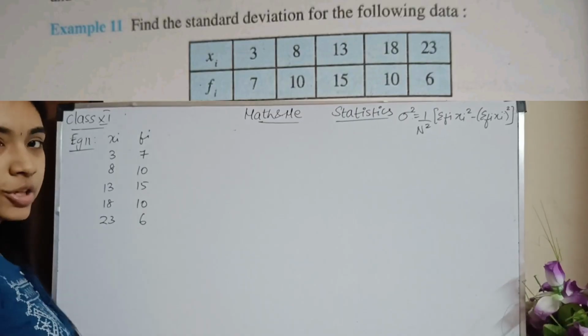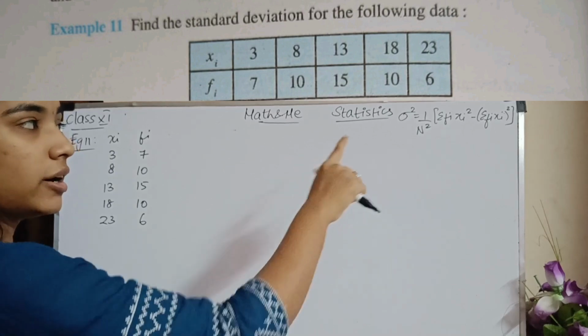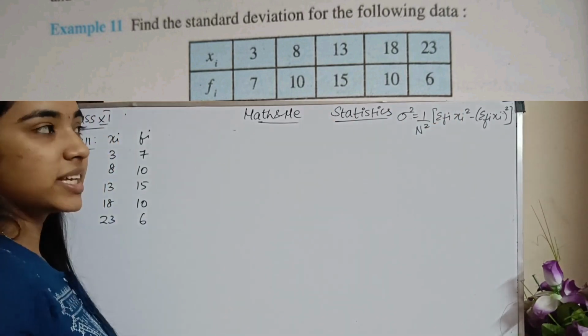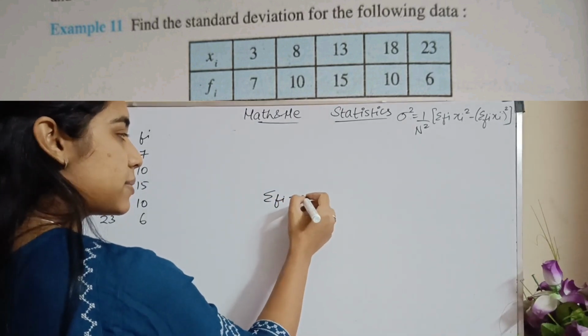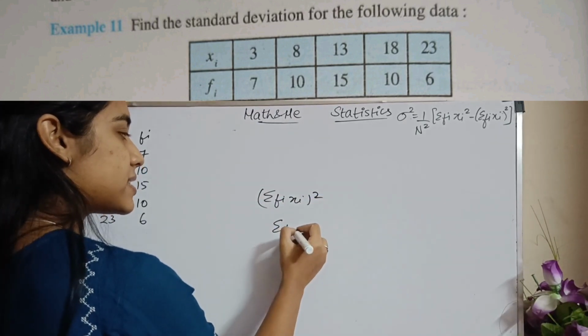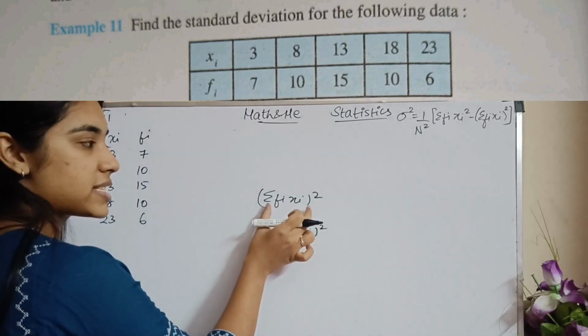Example 11. Now we are going to use the simpler formula that we learned. So sigma square, the variance, is 1 by n square of (n times sigma fi xi square, the square is only for the xi, minus sigma fi xi the whole square). Understand the difference between sigma fi the whole square and sigma fi xi square. Okay, don't get confused. You have to find sigma fi xi, then square it.